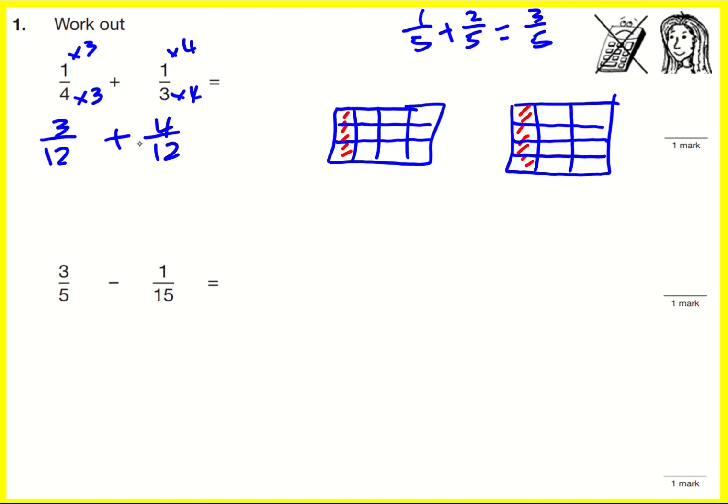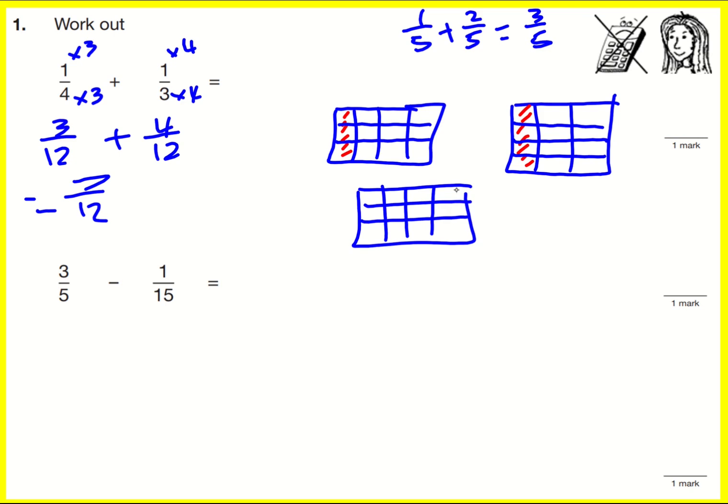This is how you normally do it, just once you've got the hang of it. And then we add them together. So 3/12 plus 4/12 is going to be 7/12. If you were to put it into a final grid, then you would just shade 1, 2, 3, 4, 5, 6, 7 of them. That would be your answer: 7/12.